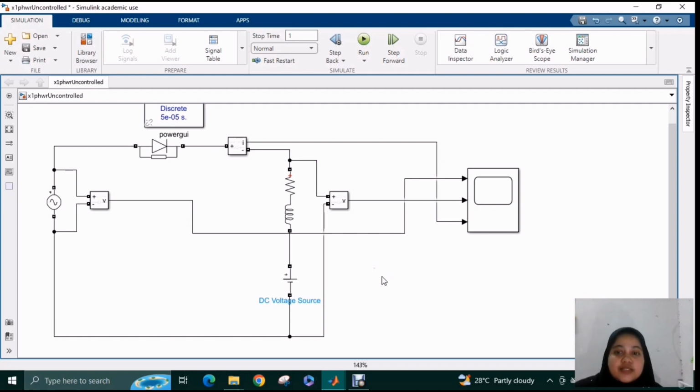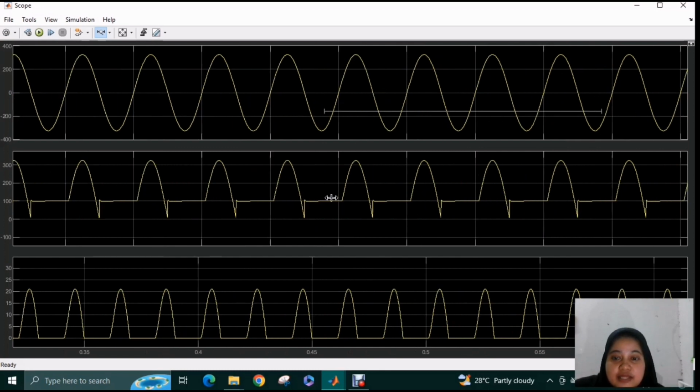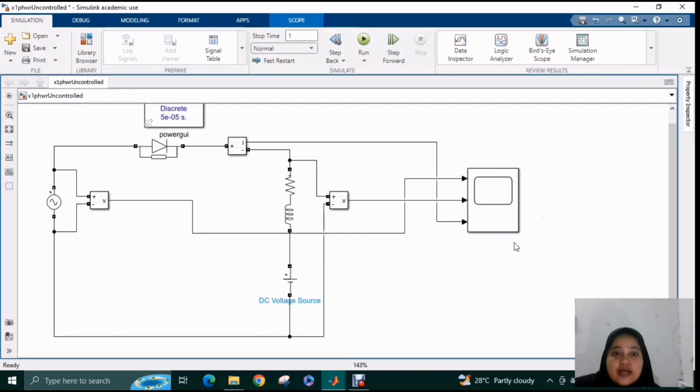So let's imagine it up to 100, my current should be 0, and after 100 it should start conducting. That is my diode. Okay, let's see whether it is following that or not. Okay, yes, it is following. See, it started from 100 and it is operating, and it is going negative also. So that is the RL and E load for a single phase uncontrolled rectifier. Thank you.